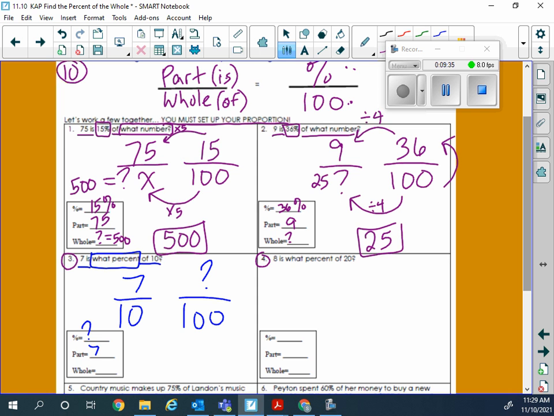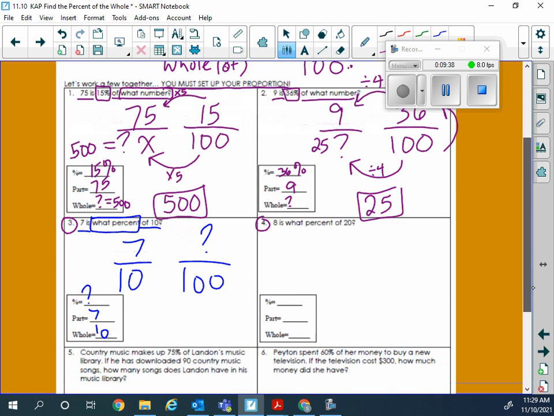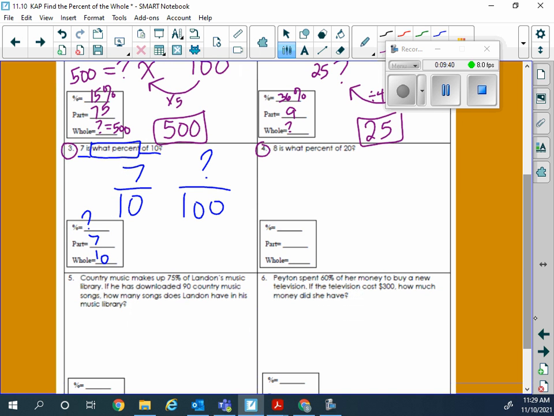I know the part, I know the whole. So what do you do from here? Did you go from what you know to what you don't know? Yeah, so this time you're saying, how do I get from 10 to 100? Times 10, do you see, instead of divide like we did before. And then 7 times 10 would be 70. So what is the answer? 70%. Don't forget the percent sign on that. If you just put 70, you might miss it, okay?